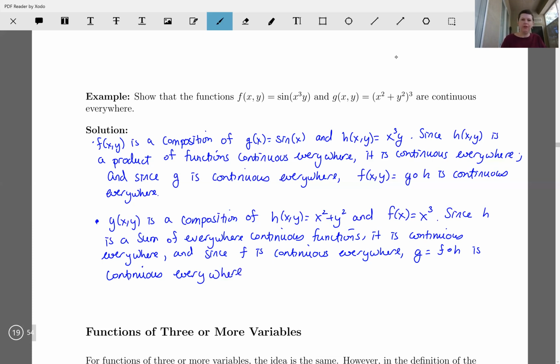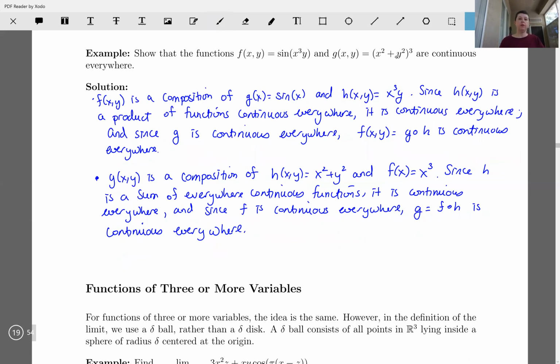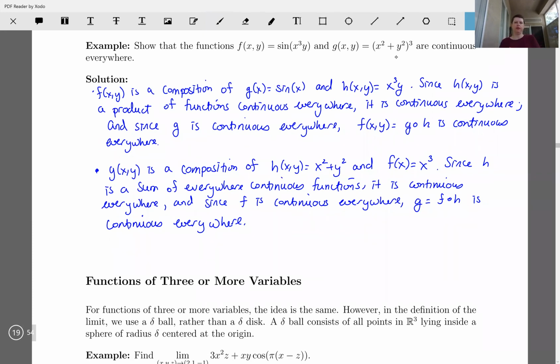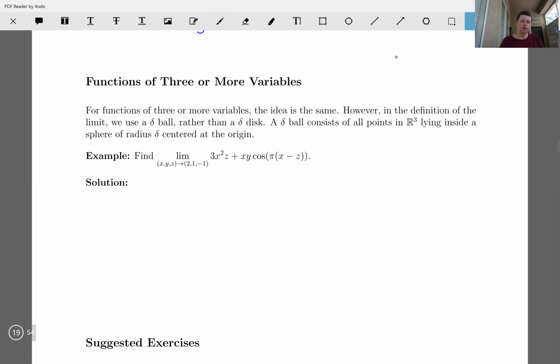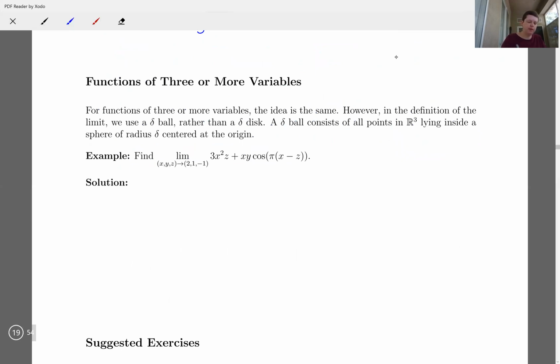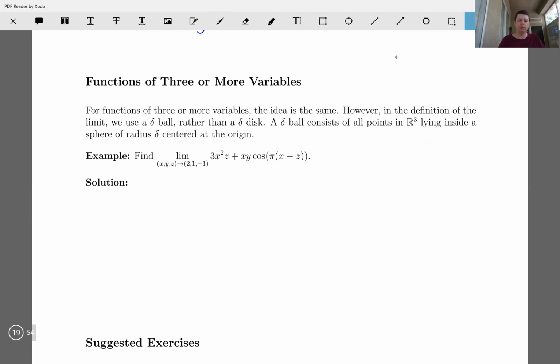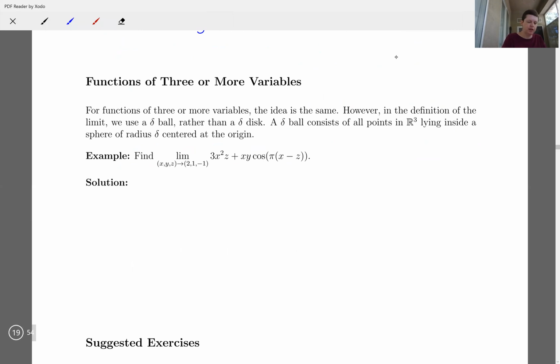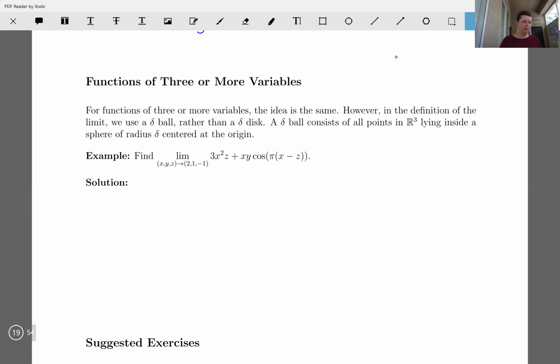And that's all there is to continuity. It's pretty similar to what you did in Calc 1, just that limits here are a little more entertaining to find. Finally, in terms of functions of three or more variables, the ideas of limits and continuity are all the same, but in the definition of the limit, we use something called a delta ball rather than a delta disk. For R3, a delta ball consists of all points in R3 lying inside a sphere of radius delta centered at the origin.